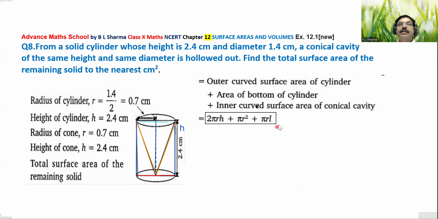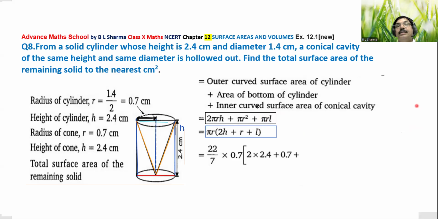Here L is not there, slant height नहीं है. इसका रेडियस है, हाइट है, लेकिन स्लांट हाइट नहीं है, because for the curved surface area of cone we need L, meaning slant height. What is the formula for it? इसमें आप चाहो तो you can take pi R common, so R plus 2H plus L, लेकिन फिर भी हमें L तो चाहिए. कैसे फाइंड आउट करते हैं? देखिए pi 22/7, R 0.7 into 2 × H 2.4 plus R 0.7 plus slant height is square root of R square plus H square.